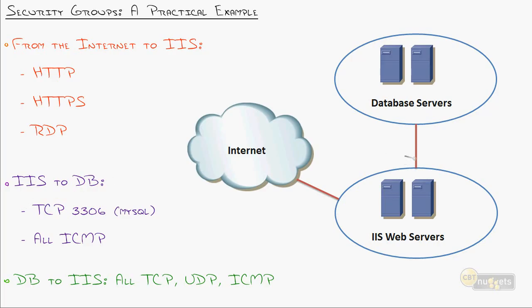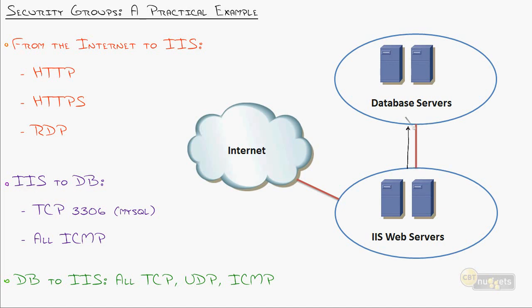Now, once you get here, from IIS to DB, remember, everything security group-wise is inbound filtering. So when I say from IIS to DB, don't be thinking outbound filtering. That's not what security groups do. That'll come later when we talk about VPC, Virtual Private Cloud. For now, we're mainly talking about inbound.